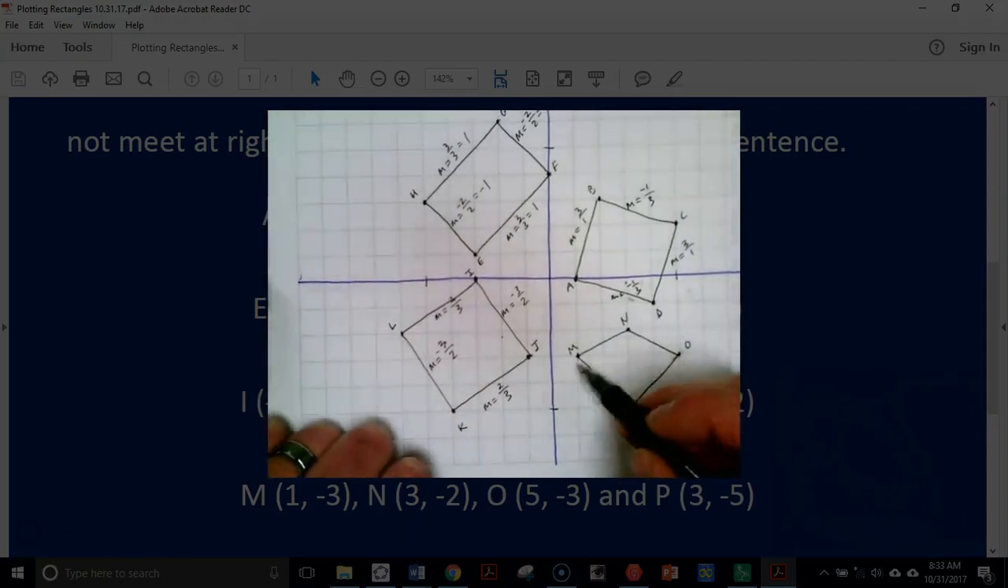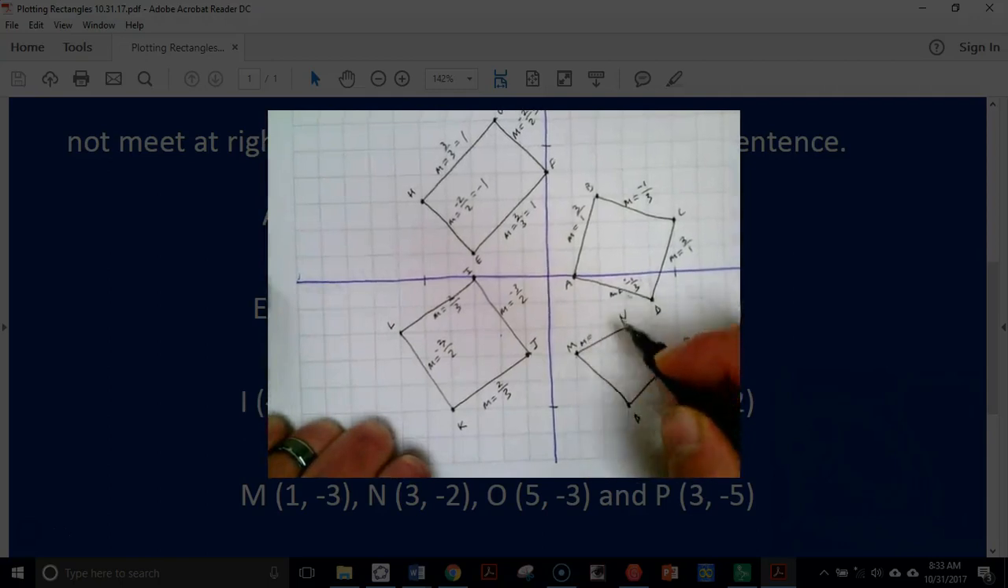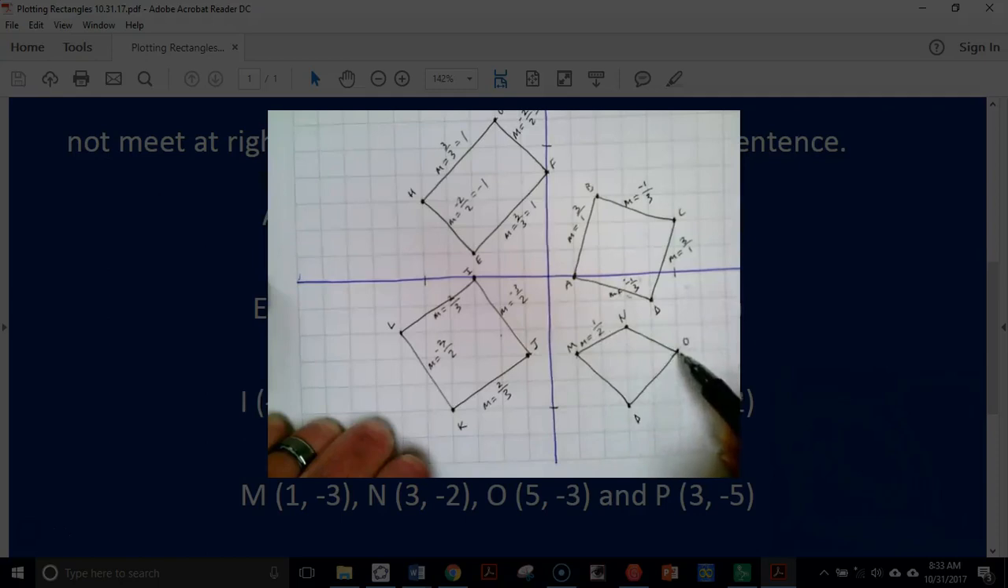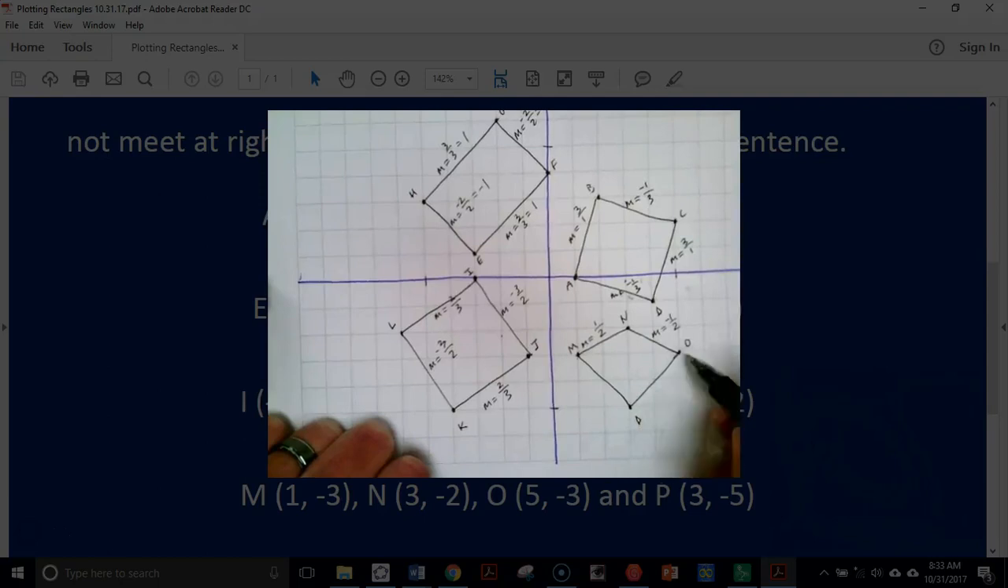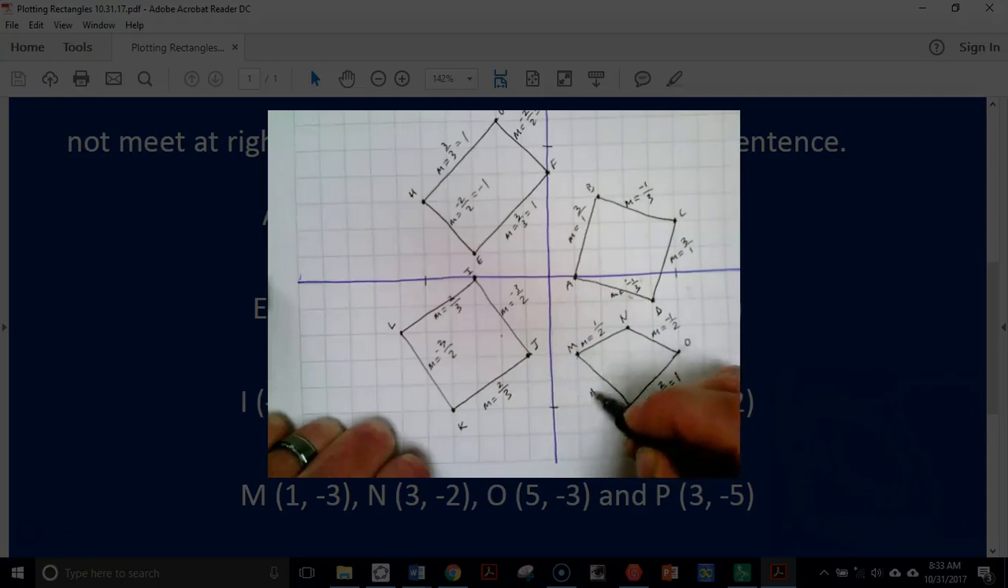Over here from M to N is forward 2, up 1. So our slope is 1 over 2. From N to O, we've got down 1 over 2. So that gives us a slope of negative 1 over 2. And from, let's see, P to O is forward 2, up 2. So that is 2 over 2, which is simply 1. And from M to P is forward 2, down 2. So that's negative 2 over 2, or negative 1.